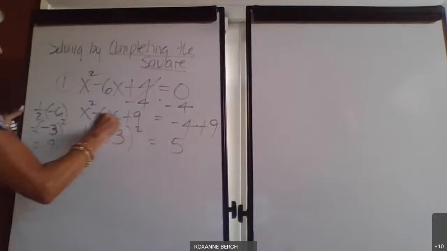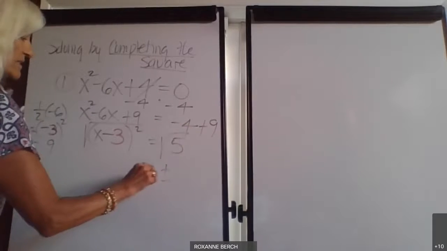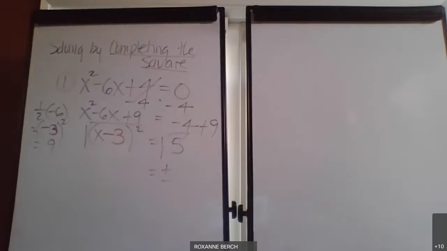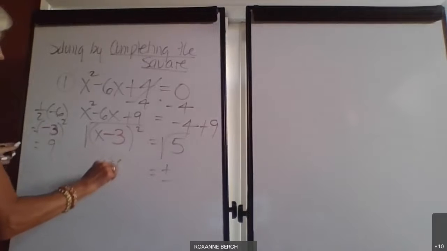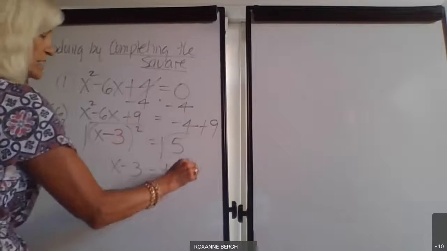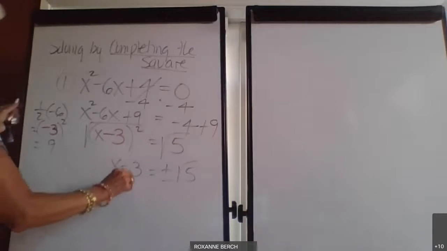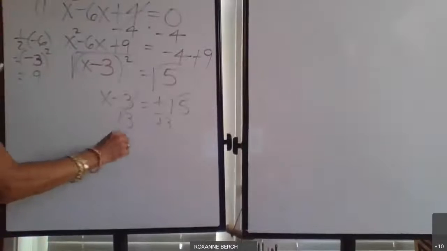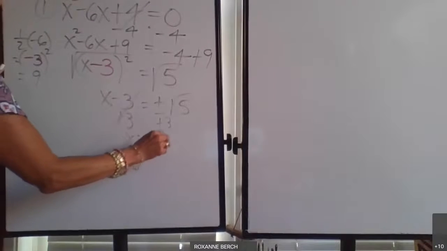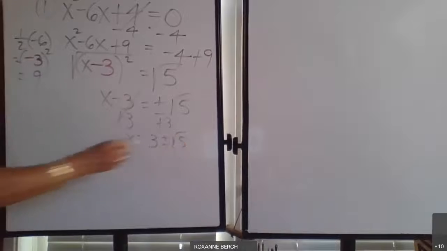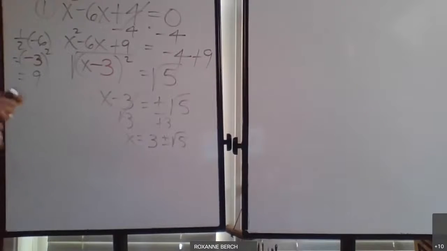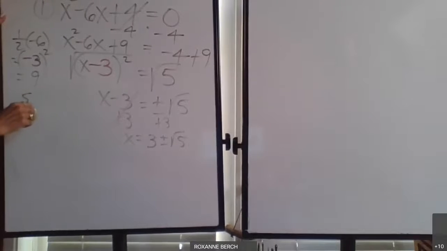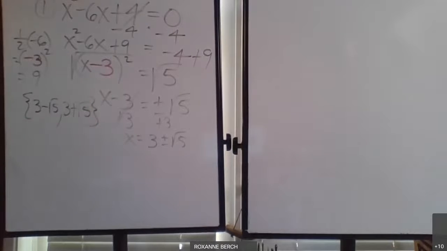So now we use the square root method. Don't forget plus or minus. (x minus 3) quantity squared, the 1 comes out. And this is just plus or minus radical 5. So when you add 3 to both sides, you get x equals 3 plus or minus radical 5. So in your solution set, you're writing 3 minus radical 5 and 3 plus radical 5.